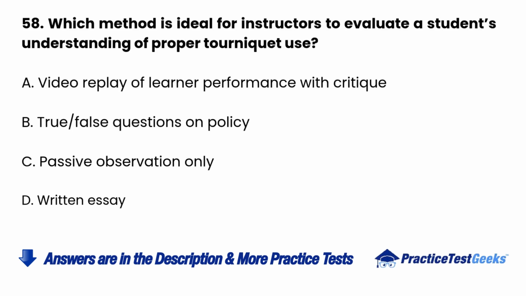58. Which method is ideal for instructors to evaluate a student's understanding of proper tourniquet use? A. Video replay of learner performance with critique. B. True-false questions on policy. C. Passive observation only. D. Written essay.